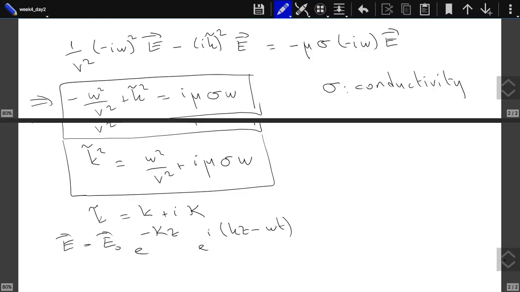Now, just an interlude. You were interested in how you create a polarizer filter. You see, this wave will propagate. Let's say we have an interface and somehow we send a wave into this. This is our conductor. The amplitude of the wave will decay. Within a distance 1 over kappa, the wave will become very weak.